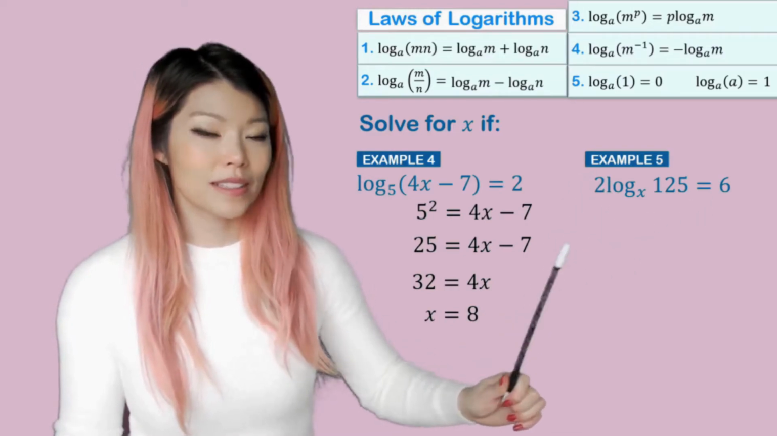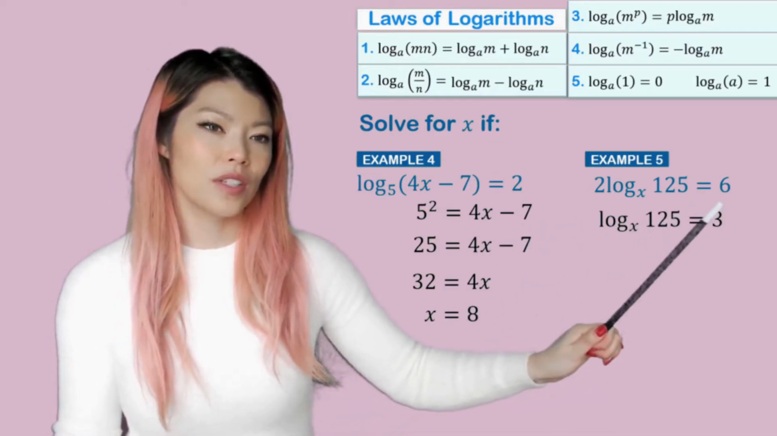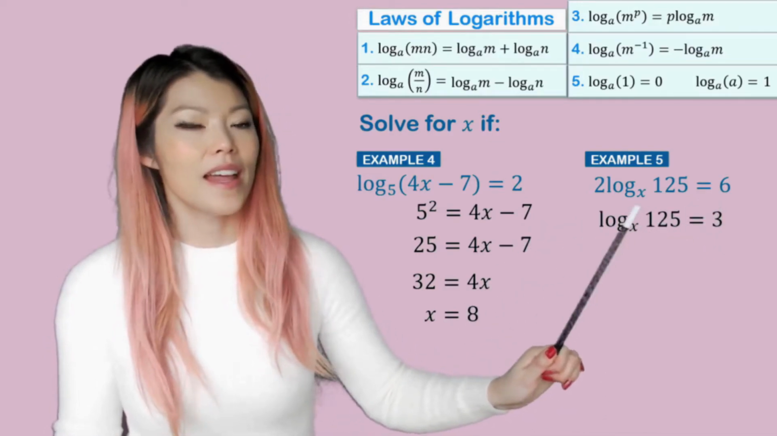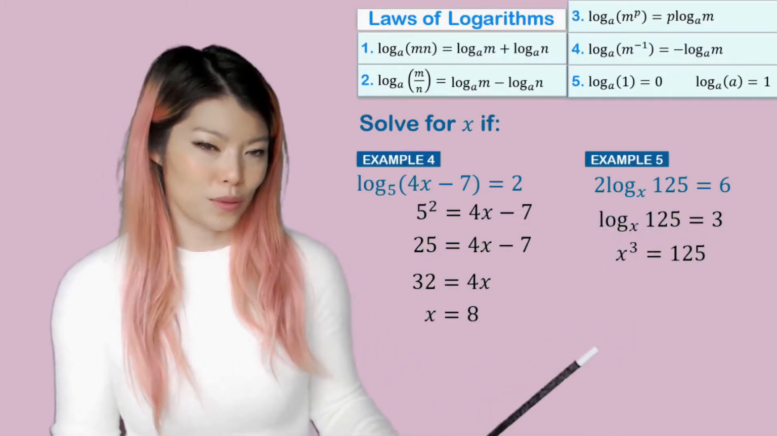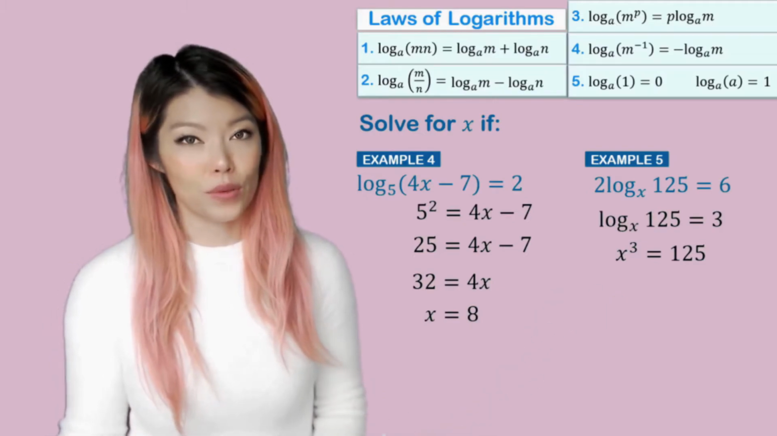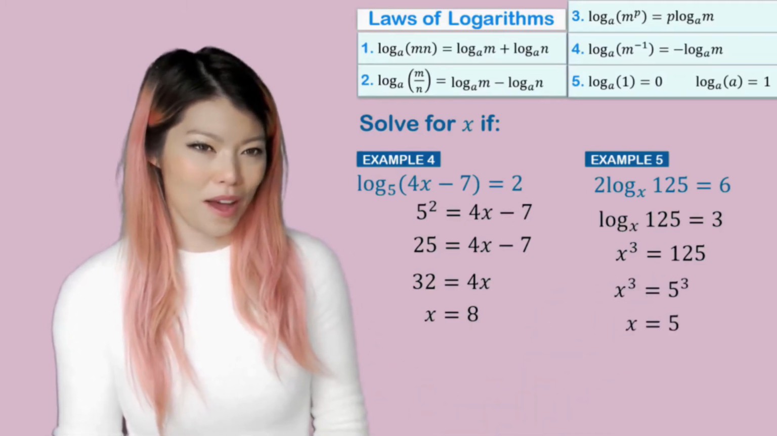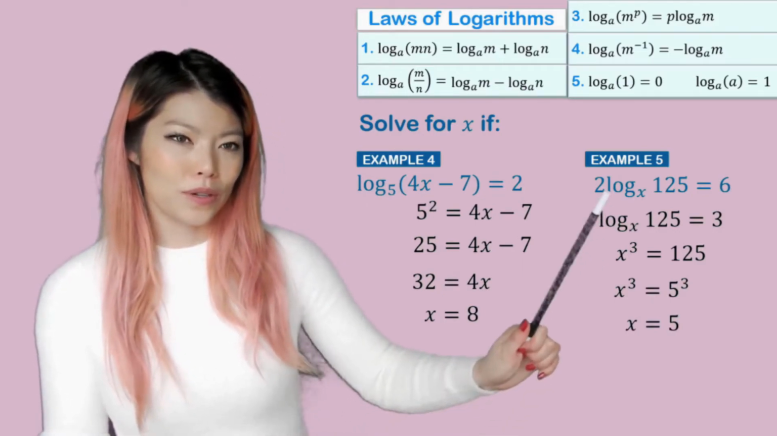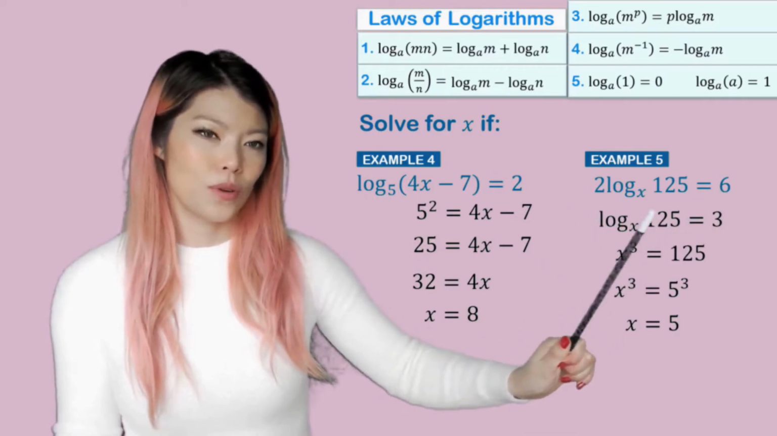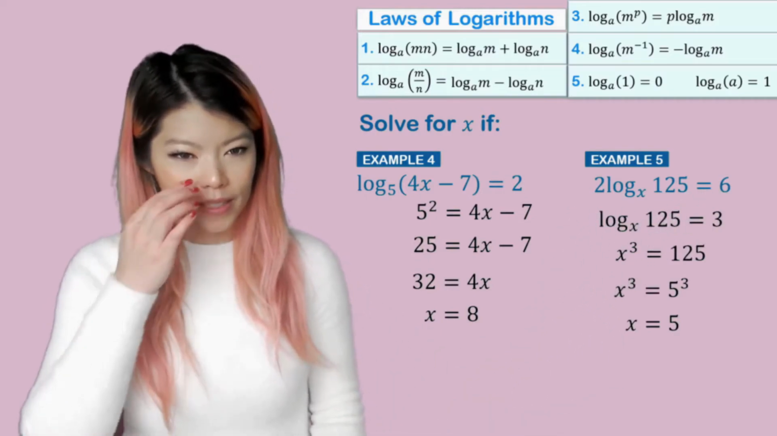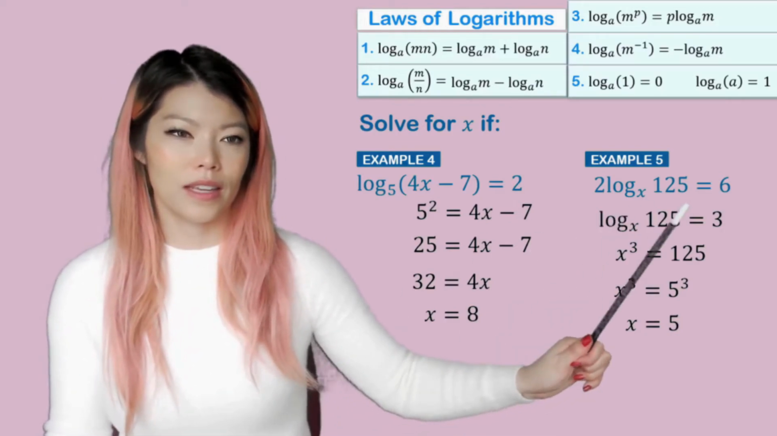So we can divide both sides by 2. So now we have log base x of 125 equals 6 divided by 2, which is 3. And now what we do is x to the power of 3 equals 125. And we know that 125 is 5 cubed. So we can equate and x is equal to 5. So we don't always use the laws. Sometimes we can work around it using much simpler steps. So always have a think about what you're doing and decide on the easiest path.